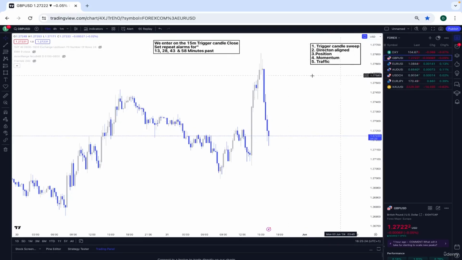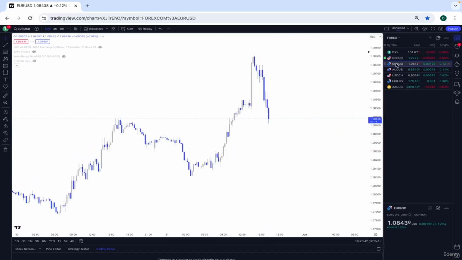Any of the pairs that could potentially be having a trigger candle sweep, I will simply flag with the flag icon here. So let's assume for the purpose of the example that GU, we're having a trigger candle. I'll flag that and then I'll move to EU. No trigger candle sweep there.